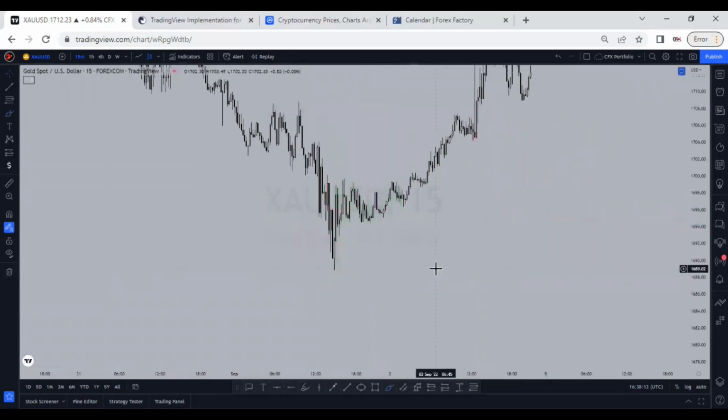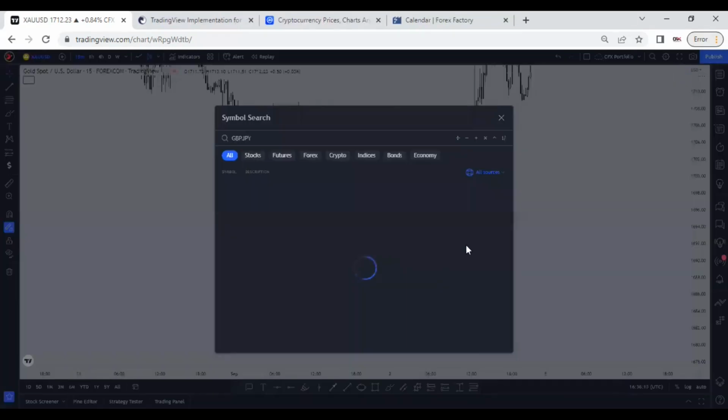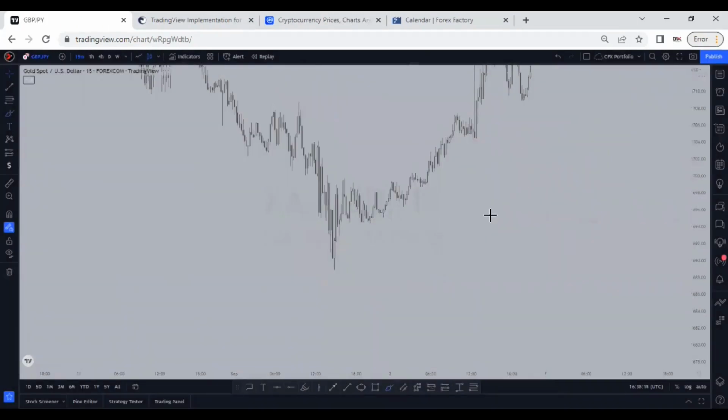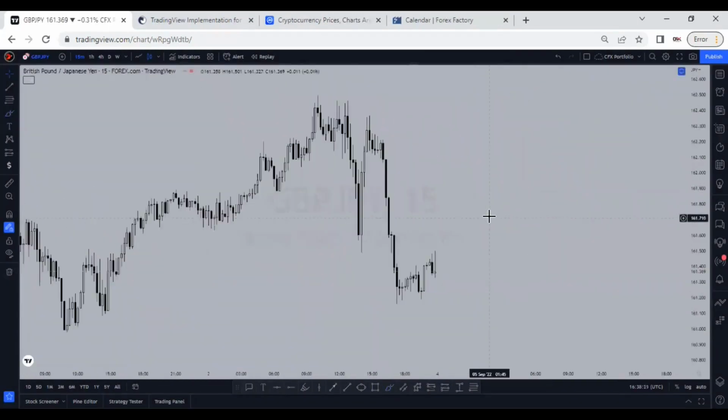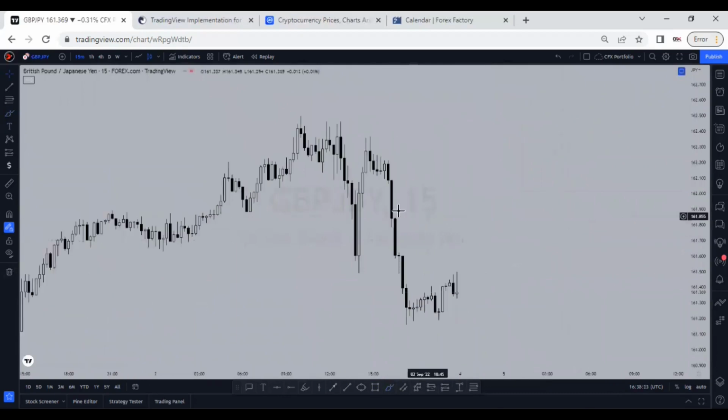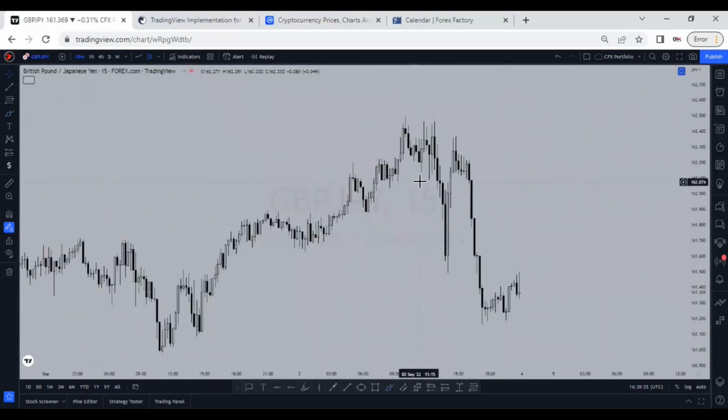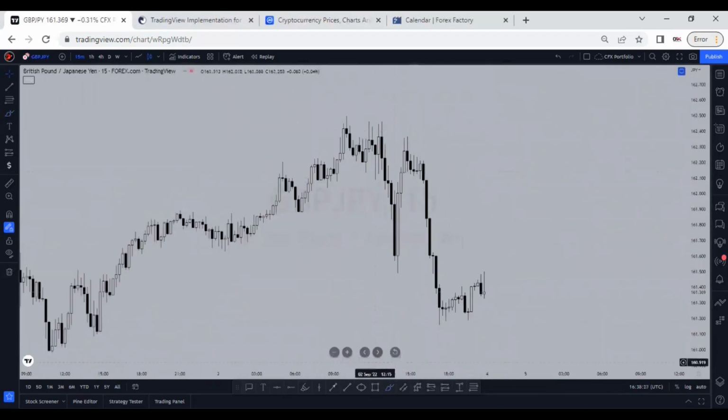So let's take the last example on a different pair. Let's say GBPJPY, and then we call it a day. This time let's just do it on 15 minutes because I can easily identify this. So market creates a down, an up, and a down.